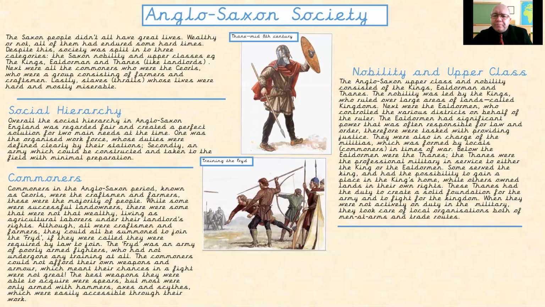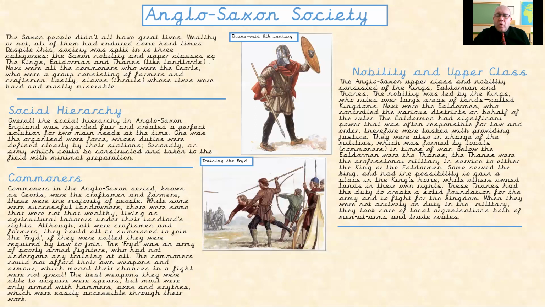So, three people there mentioned in the upper class: the king, who's obviously in charge of their entire kingdom; the elderman, who was in charge of districts, areas of the kingdom, and took care very much of law and order; and then the thanes, who were actually trained soldiers, and they would help with basic training, ensuring that the commoners actually turned up and took part in battles when they were summoned.